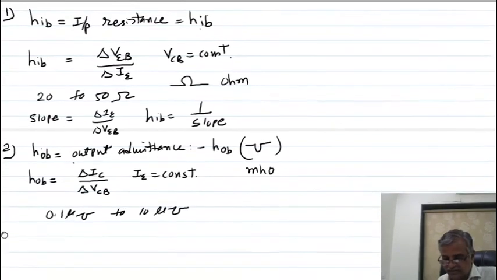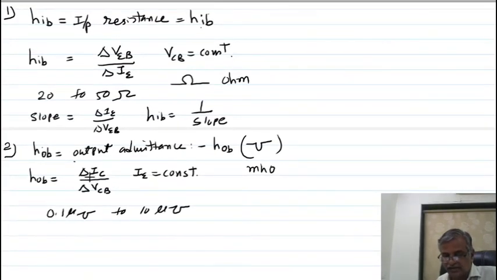What is output admittance? Output admittance means that it is a ratio of change in collector current to the corresponding change in collector base voltage at a constant input current. Again, hob, output admittance is a ratio of change in output collector current to the corresponding change in collector base voltage at a constant input emitter current. From this you can find output resistance. Output resistance is nothing but 1 upon slope or 1 upon hob.